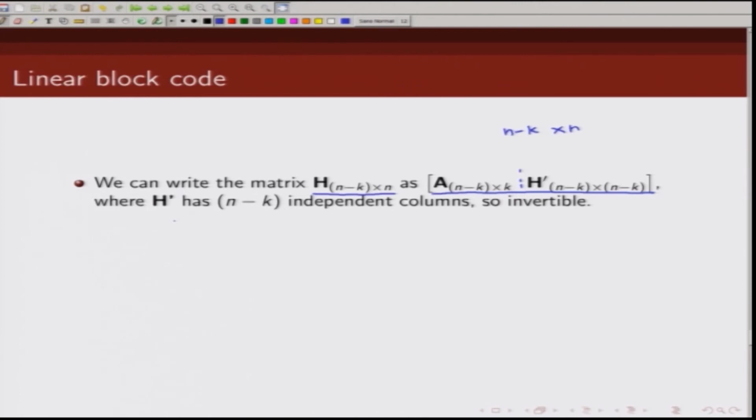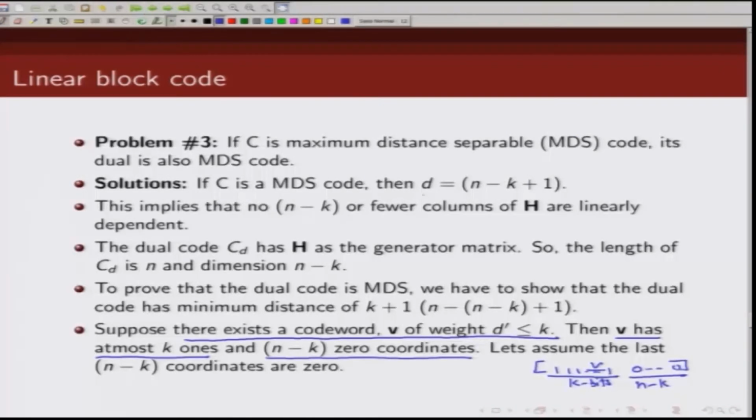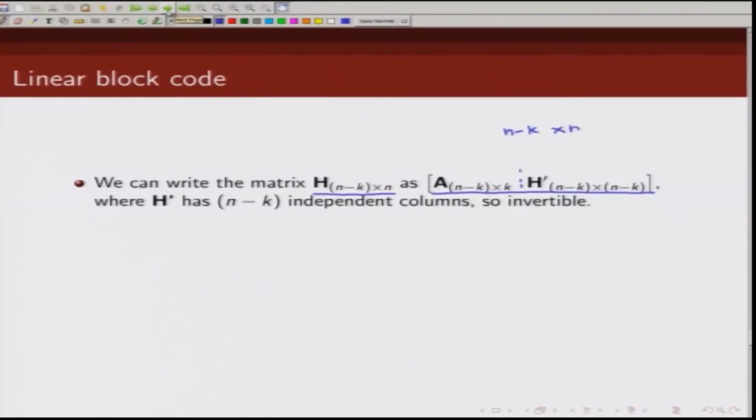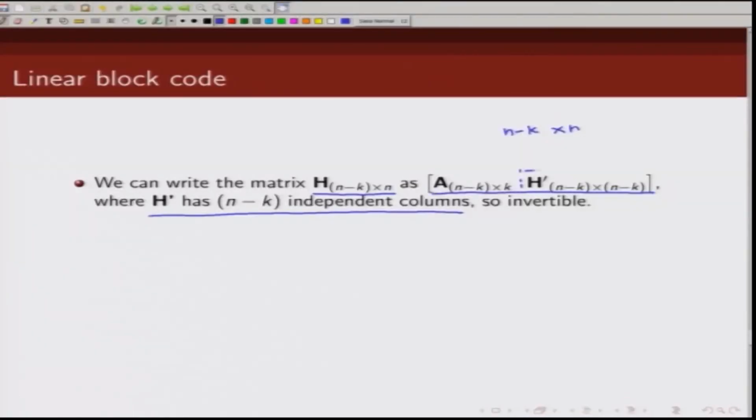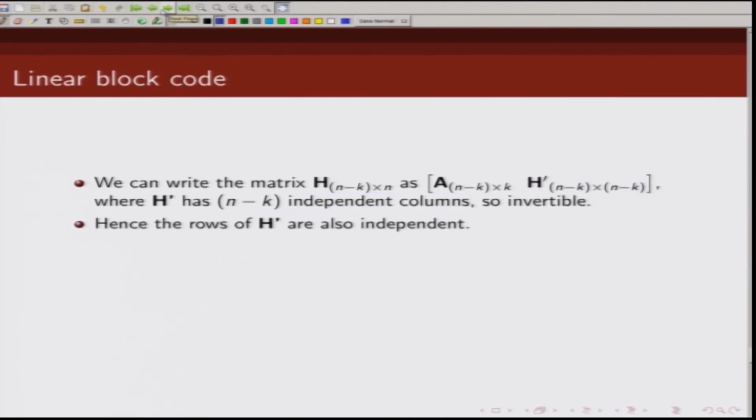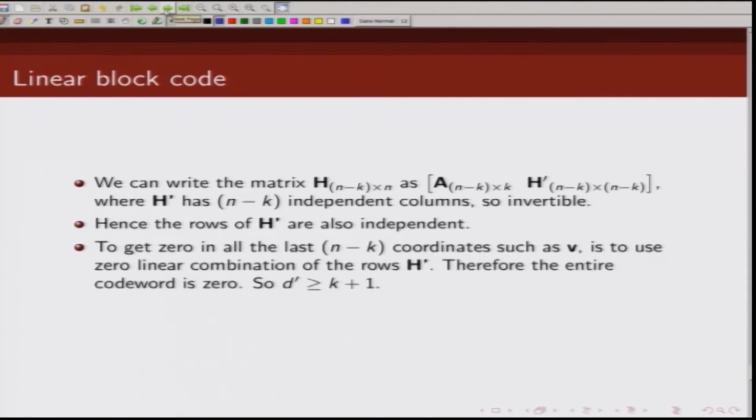Now, what was the rank of this matrix H? Remember, because the minimum distance of the code was n minus k plus 1, no n minus k or fewer columns of H were linearly dependent. So the row rank was n minus k, and the column rank is also n minus k. What does it mean? It means there are n minus k independent columns in this matrix, and let us say those n minus k independent columns are given by this H hat. Since this has independent columns, it can be inverted also, and the rows of this matrix H hat are also independent because it has rank n minus k as well.